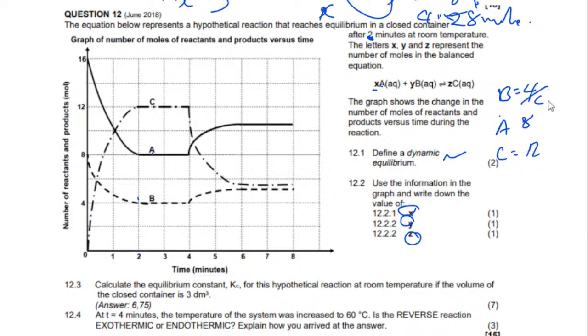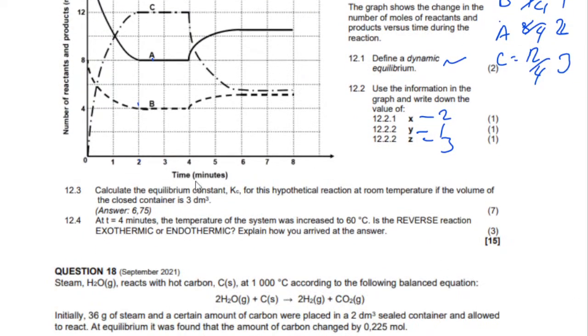So if I divide by 4 here, I'm going to get 1, I'm going to get 2, I'm going to get 3. So it means that A is X, and X is going to be 2. Y is B, so B here is 1. And Z is C, which is 3. I think I'm clear there. So just a small interpretation which is needed there.